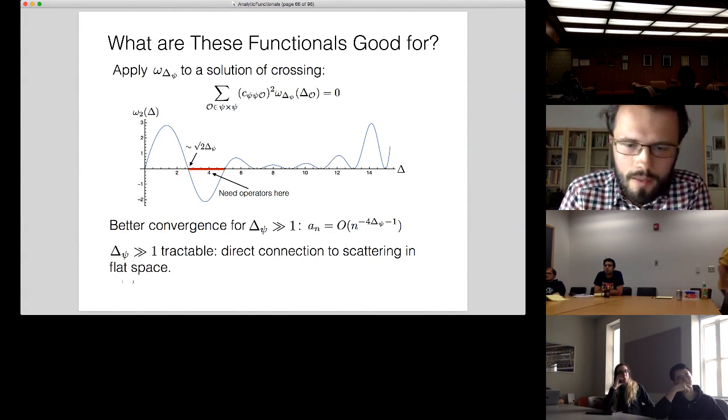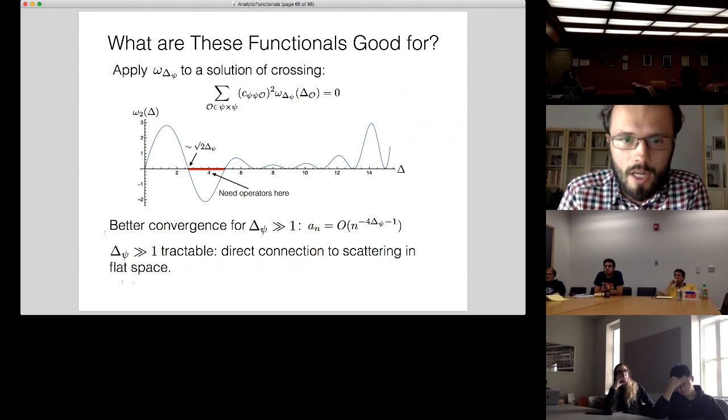The first hint that something like it might happen is that the location of the first zero of the functional asymptotically approaches square root of 2 times delta psi. And this precise location corresponds to the point which is fixed by the crossing symmetry of the flat space S matrix. So not crossing in the boundary CFT, but the crossing symmetry of the flat space S matrix. So this is some indication that the functional is about flat space physics.